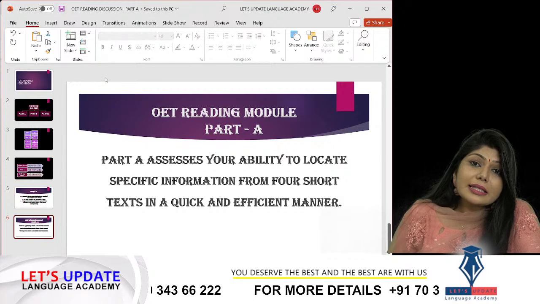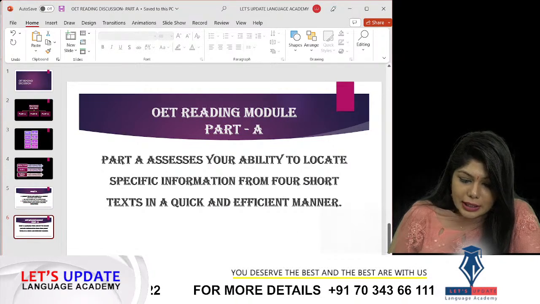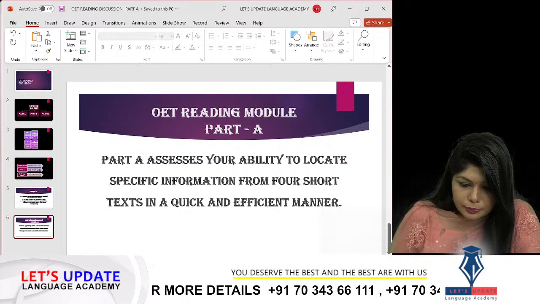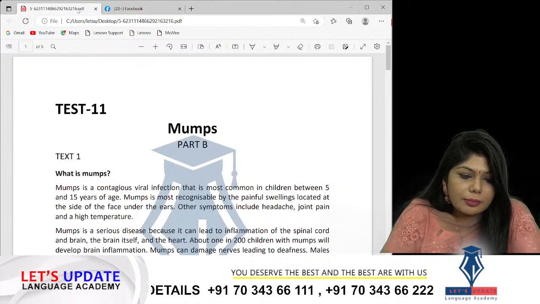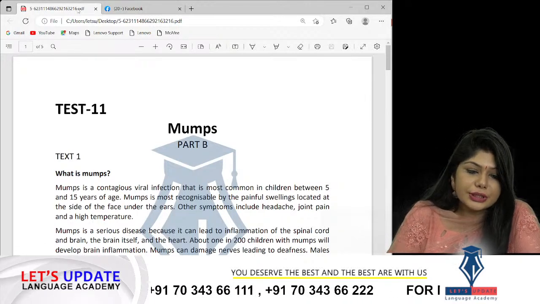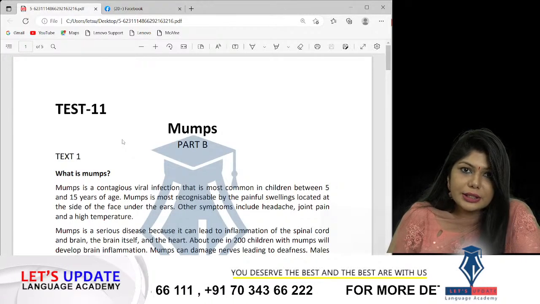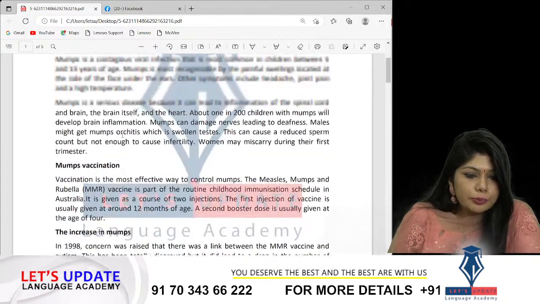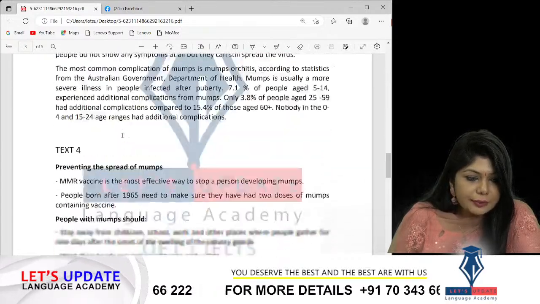So now let's start the discussion of OET reading module part A. Take the material on the screen. I hope you can see this material on the screen. So this is the topic of our discussion today. From the part A section, it's mumps. That is the condition that we are going to deal with. So yes, you have text 1, text 2, text 3 and text 4.